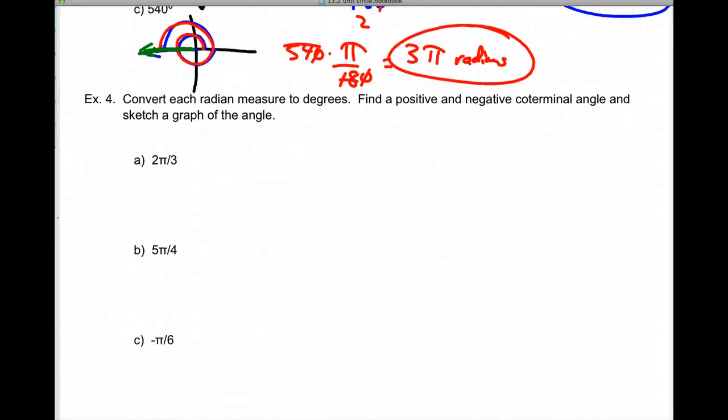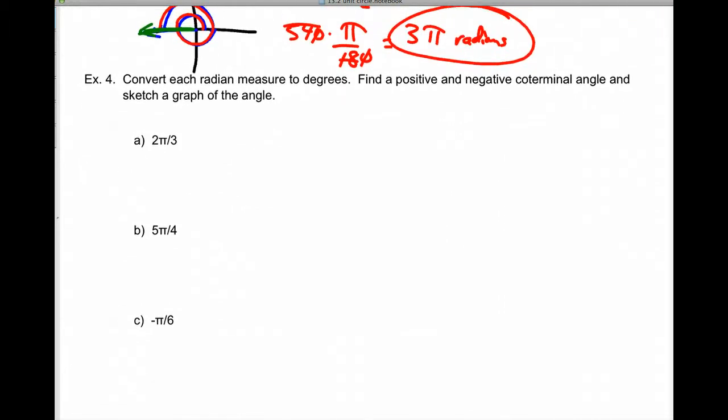Okay, and we'll go the other direction. Convert each radian measure to degrees. All right, so I've got 2 pi over 3. 2 pi over 3 means I'm going 2/3 of the way over. So if I went all the way over like this, that would be pi. I only want 2/3 of that. So 2/3 of that would be something like that. That's 2 pi over 3, or 2/3 pi. Well, that's between 90 degrees and 180 degrees.